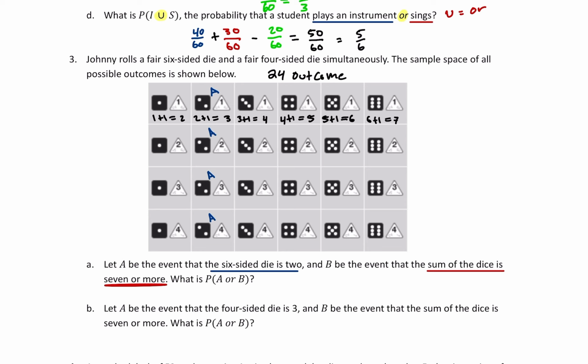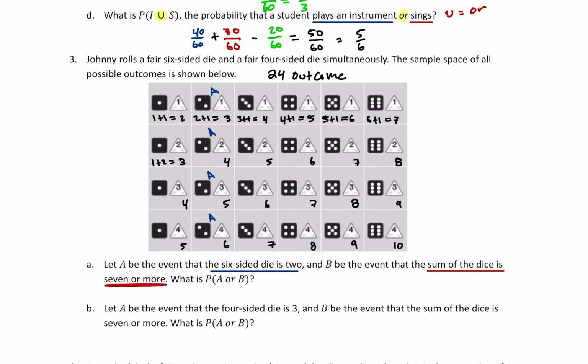So I'm going to come across here and add all my dice together. This is a 1 and my 4-sided is a 2, so that gives me a 3. This gives me a 4, a 5, a 6, a 7, and an 8. Then a 4, a 5, a 6, a 7, an 8, and a 9. This will give me a 5, 6, 7, 8, 9, and a 10. Now I've got all the sums of my dice.